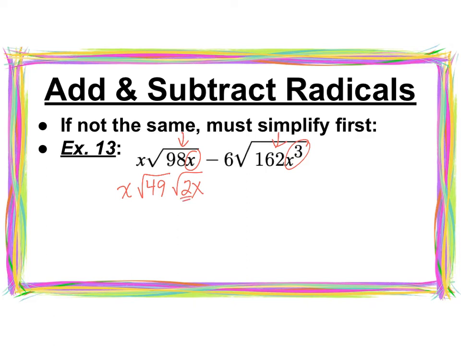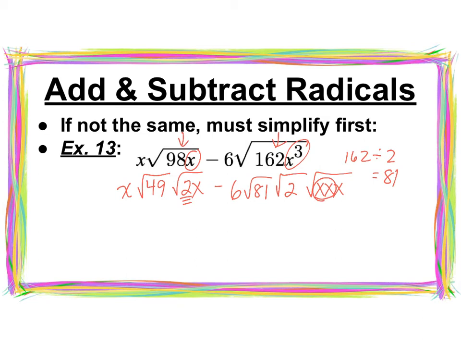So if I know that I'm going to have a 2, my bet is I'm probably going to have a 2 here. So I want you to do 162 divided by 2 on your calculator. You're going to get 81. So minus 6 times the square root of 81 times the square root of 2 times the square root of 3 of my x's. Well, I can take out an x. One group takes out an x.